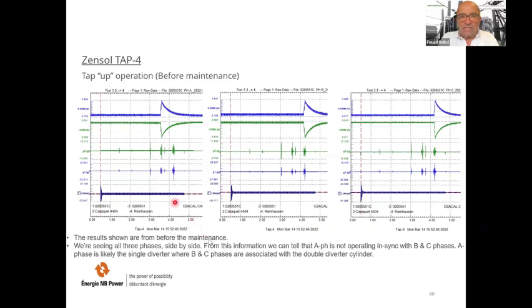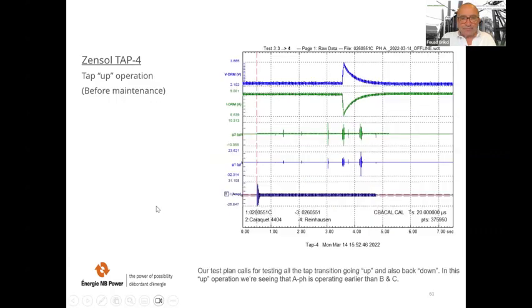If you analyze just the motor current, you can see that this one happens quickly, but when you compare the other two, you see that B and C are synchronized, but not A. For tap up before maintenance, our test plan calls for testing all the tap transitions going up and also back down. In this up operation, we see that A phase is operating earlier than B and C. So B and C operate here and A operates here.